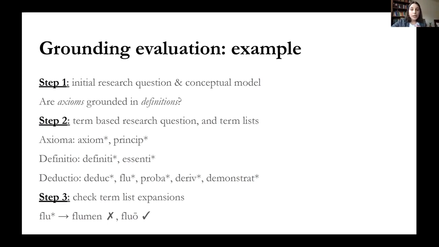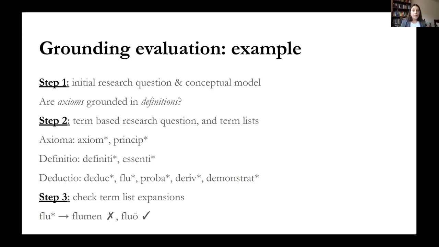In step two, we turn the research question into a question that can be answered successfully by querying for terms or paragraphs. This step includes the formulation of multiple term lists, one for each term in the term-based research question. So, for example, in the term list of axioma, we also find principe. In the term list of definitio, we will find also essensi. In the term list of deductio, we find also flu, proba, and so on.